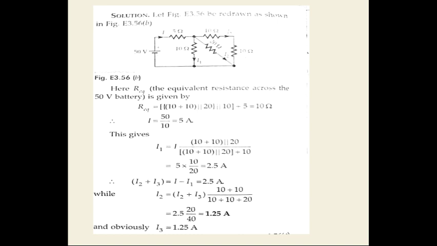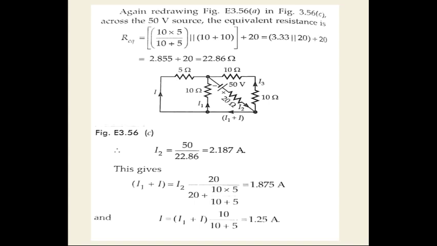And similarly, I2 plus I3 is I minus I1, that is 2.5 ampere. So the value of I2 is 1.25 ampere. Now in the second case, we replace the source into the branch selected for reciprocity, that is the 20 ohm branch, as shown in the figure. Now we calculate the value of current I in the branch of 5 ohm.